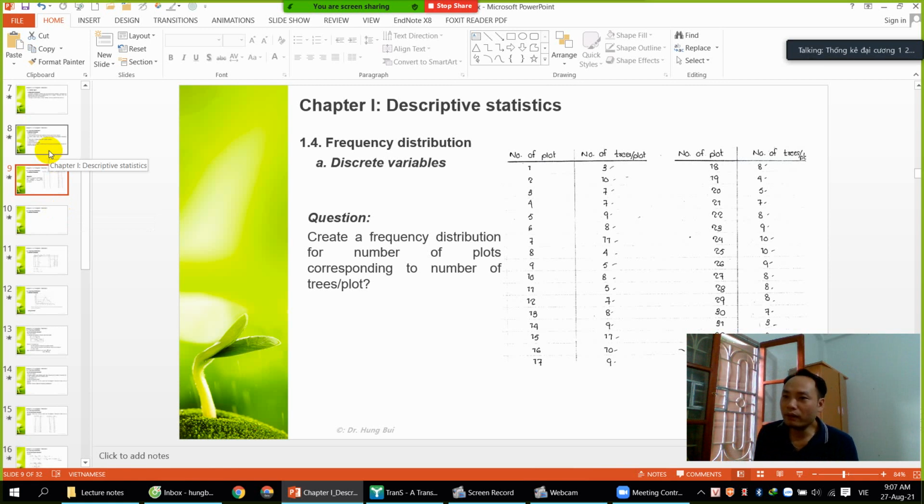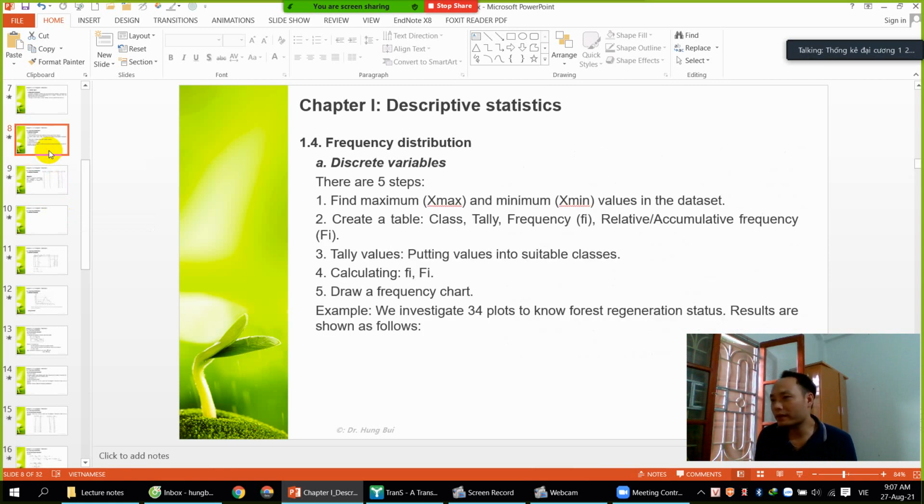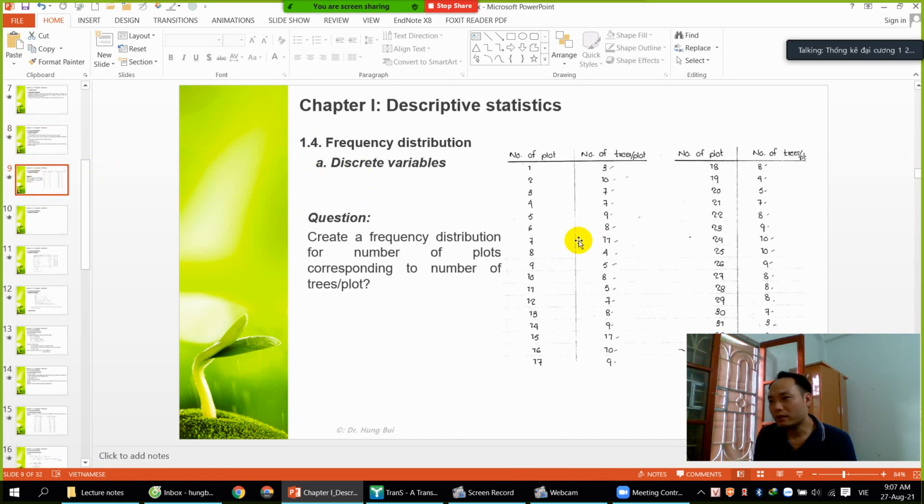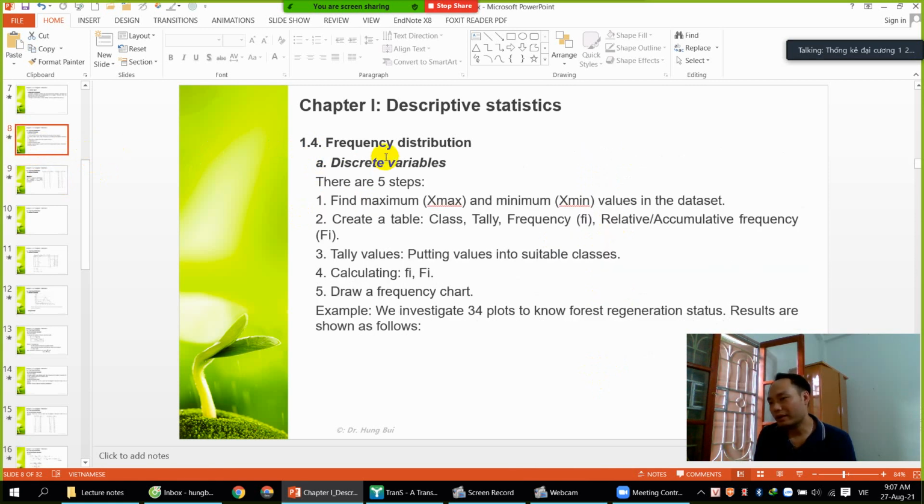Yes, and now I want to revise the 5 steps for discrete variables. So here we call discrete variables number of trees per plot. It is a discrete variable. So now if we want to create a frequency distribution for discrete variables, we have to do 5 steps, right?